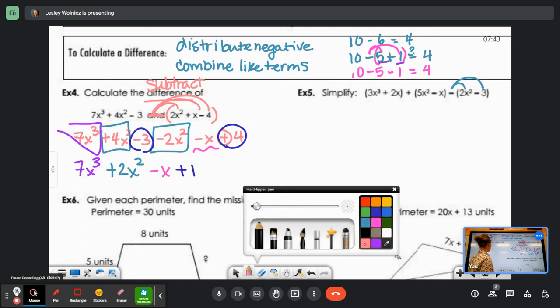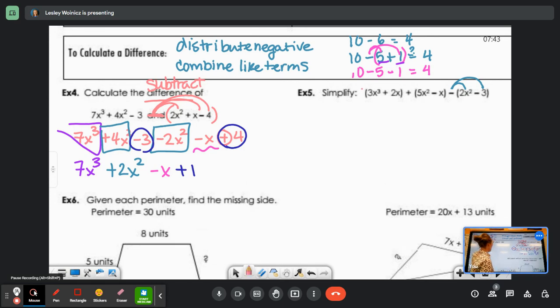Let's figure it out. In front of these parentheses, the first two sets, there is a positive 1, not a negative 1. And when we distribute a positive 1 in front of both of these, nothing changes. The signs don't change. The coefficients don't change, because anytime we multiply anything by 1, it just stays the same. So we don't even need those parentheses. We're going to rewrite it without them. We've got 3x cubed plus 2x plus 5x squared minus x. That part, we don't need the parentheses.